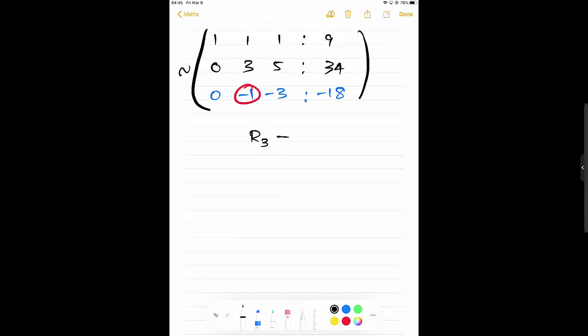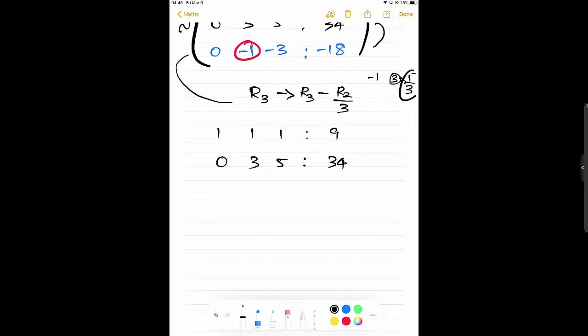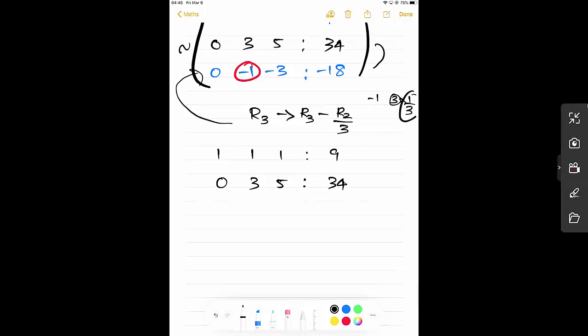Now our step is to convert this minus 1 to 0. The rule will be R3 implies... I can compare this with row 2. In row 3 it is minus 1, in row 2 it is plus 3. I want to change this to plus 1, which means I will multiply by 1 by 3. The rule will be R3 minus R2 by 3. You have to apply this rule in the third row. The first and second row remain the same. So it will be 0, 0, then minus 3 minus 5 by 3, which is minus 4 by 3, then minus 18 minus 34 by 3, which is equal to minus 20 by 3.